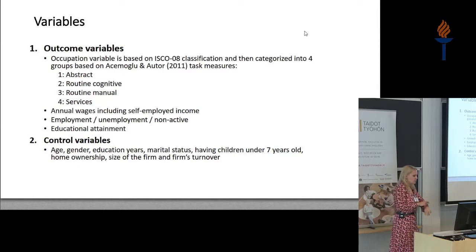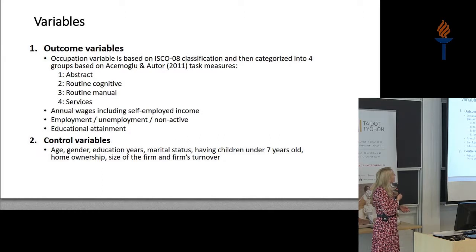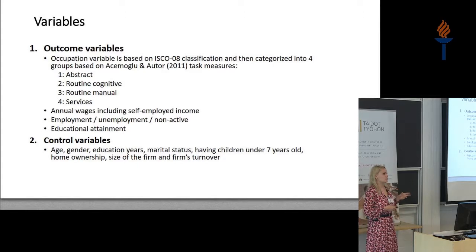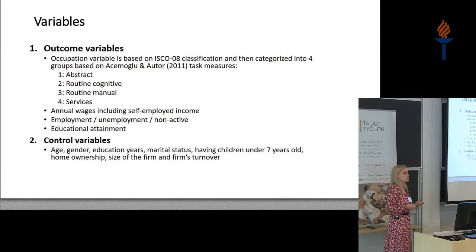So the outcome variables, of course, we are interested in what happens to the manufacturing workers' wages, employment, unemployment, non-activity, and educational attainment. But first of all, we are interested in occupational mobility as well. And here we group the classifications using the Acemoglu and Autor task measures. So we group these occupations into four different occupation groups based on tasks: abstract, so high-level managers and professionals, technicians; then routine cognitive workers, basically clerical workers; routine manual workers, like industry workers; and then low-level service workers, like cleaners or some sort of elementary workers.